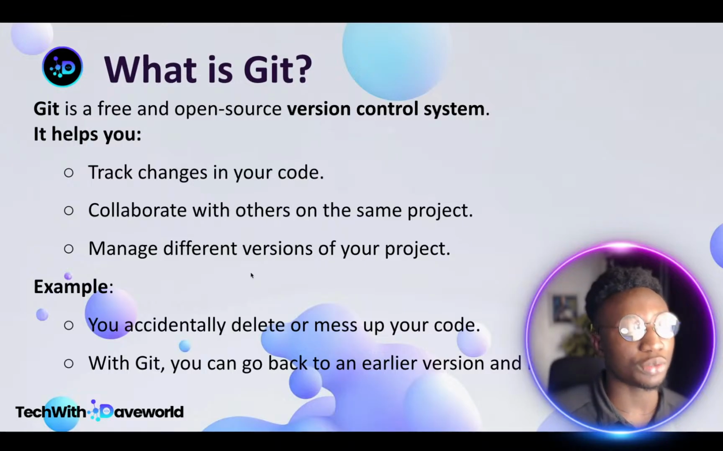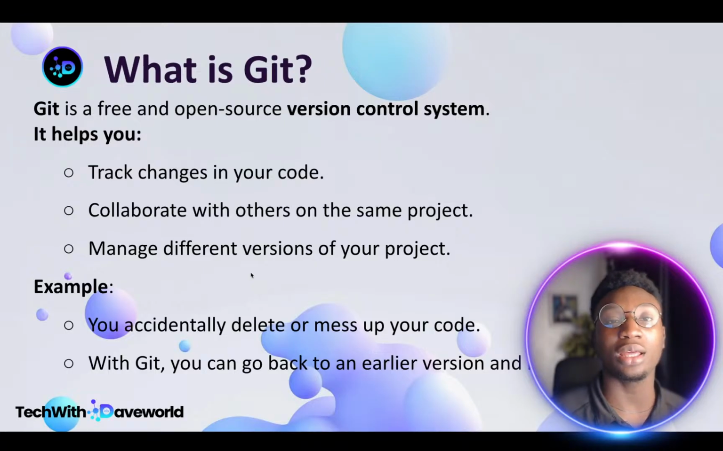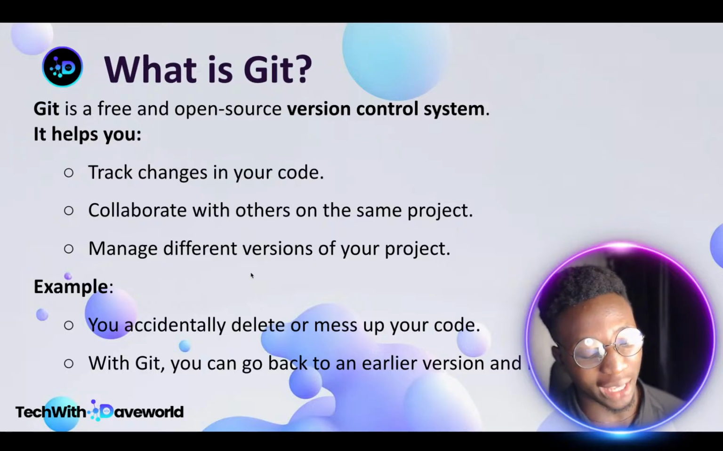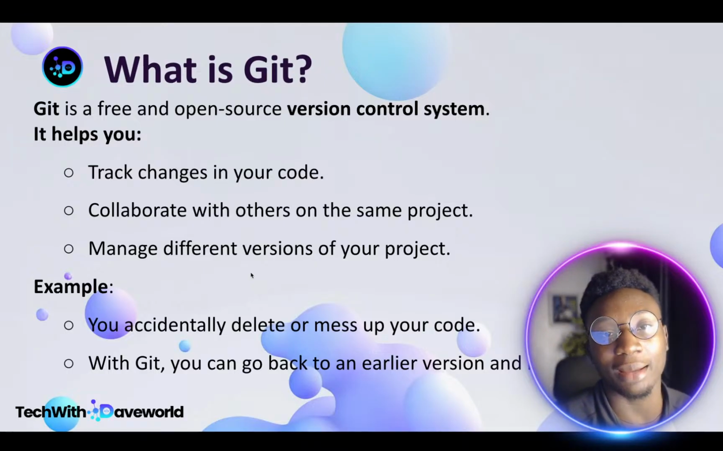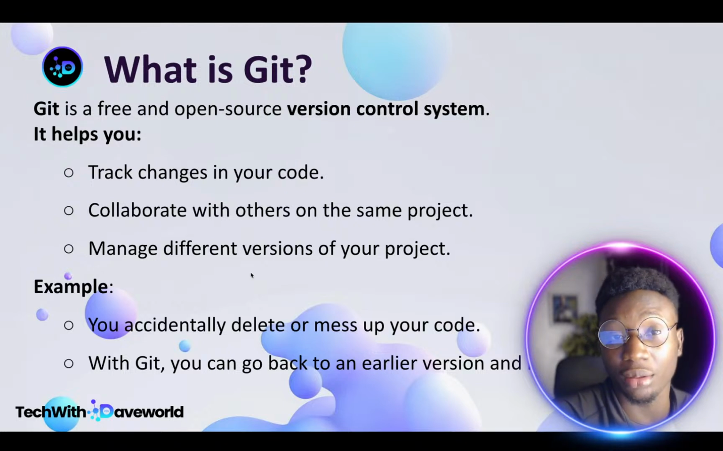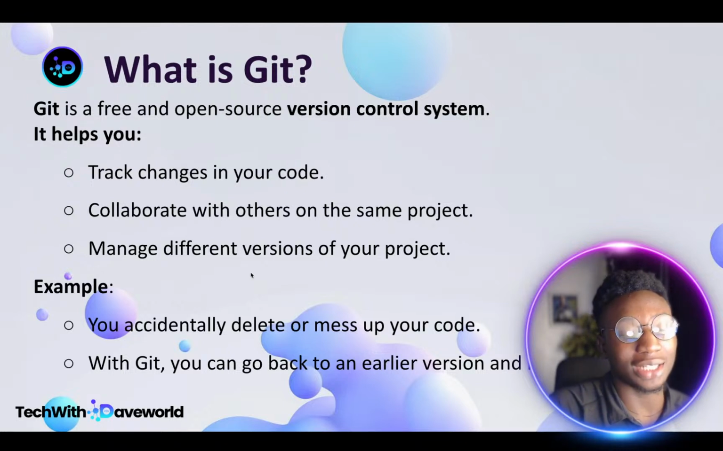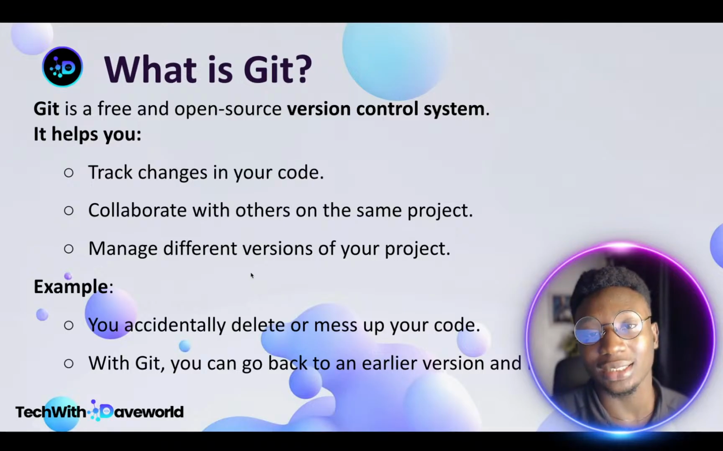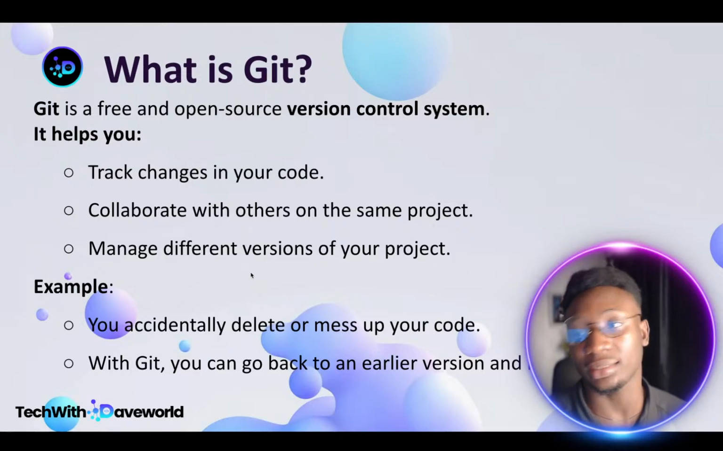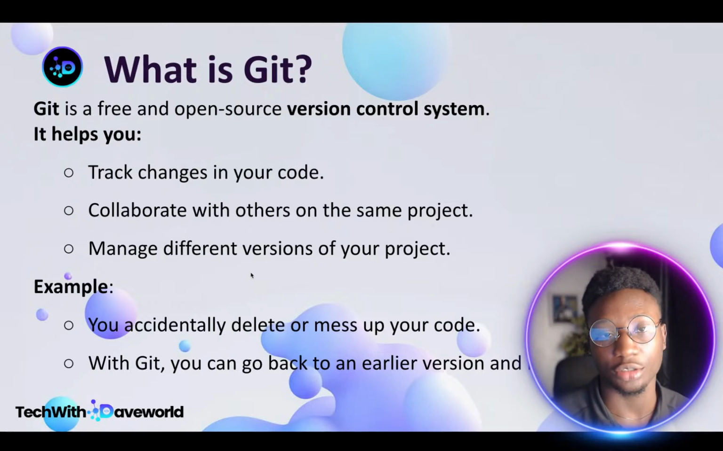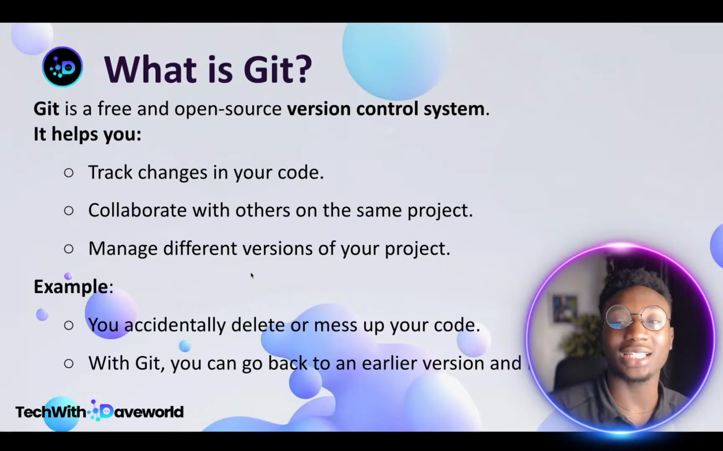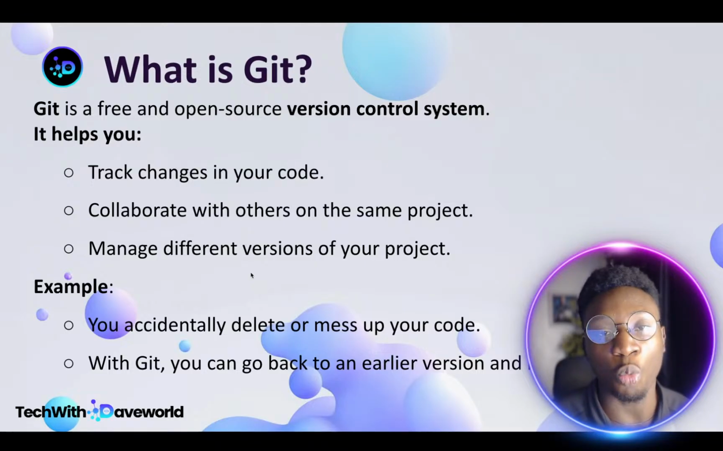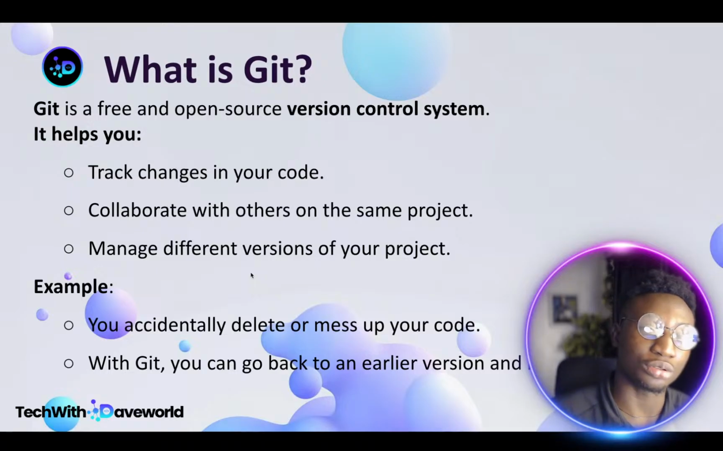So for example, you can work on a particular project that has version A, and you can create another branch that has version B and still work on that same project. Do you understand? So basically, Git helps you to manage your work when you are writing code, right?